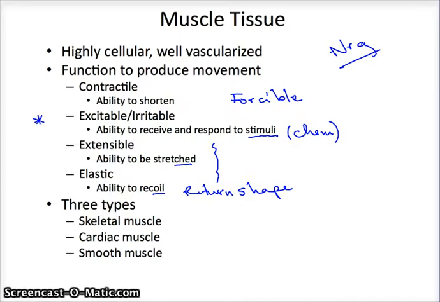Now, the types of muscle tissue are based on location or tissue that it's connected to. So skeletal muscle, the skeleton; cardiac muscle, the heart; smooth muscle. Smooth muscle is virtually everywhere. You find it in all the hollow organs. It has, again, because of its anatomy, a very unique contractility, a very unique forcible shortening.